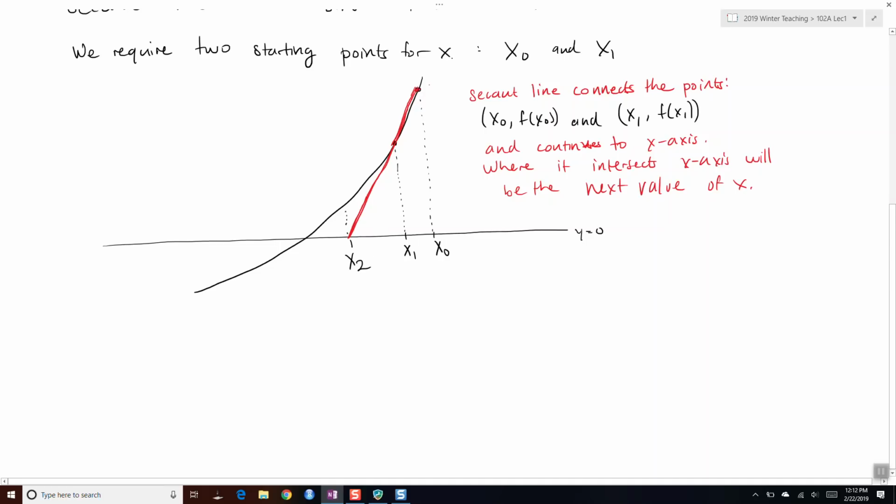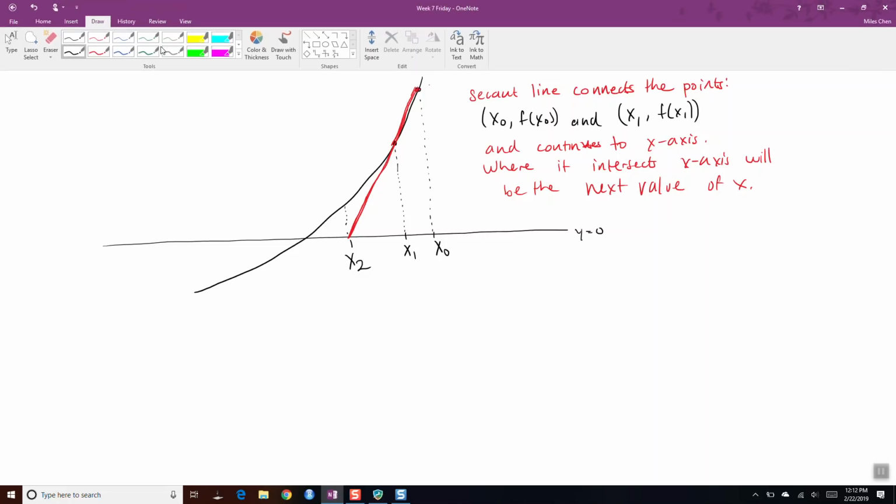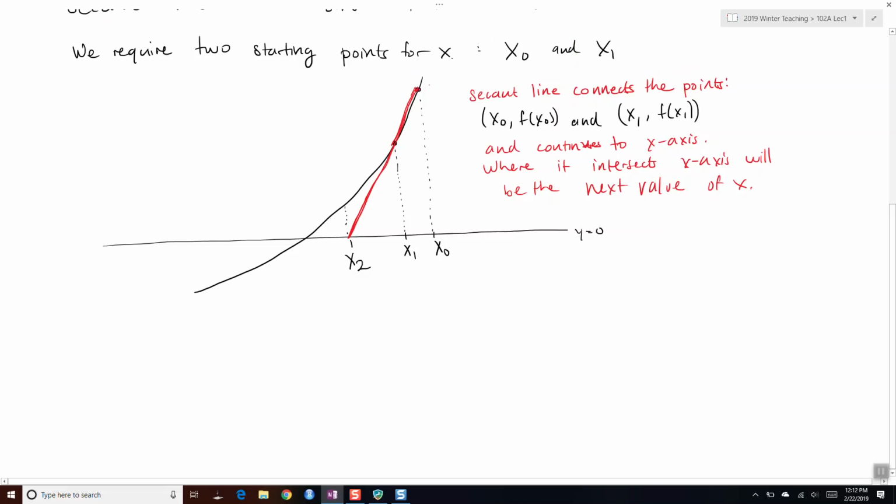We come up to here at x2, and then I'll draw another secant line. So now I'm going to use these 2 points and draw a secant line there, and then this will become x3, and so on and so forth, okay? And then you'll use this point, and so on like that. Is that okay? All right.